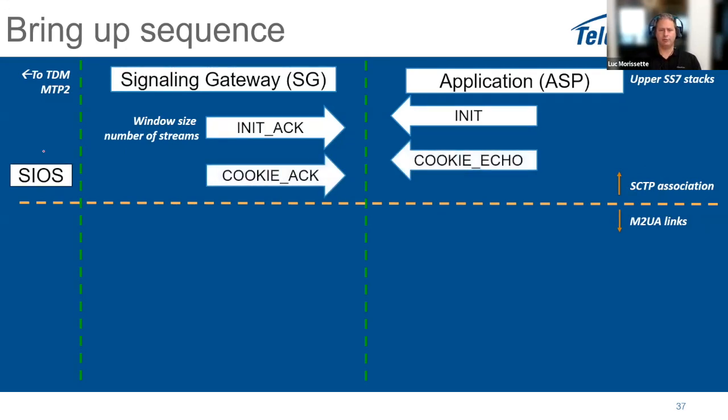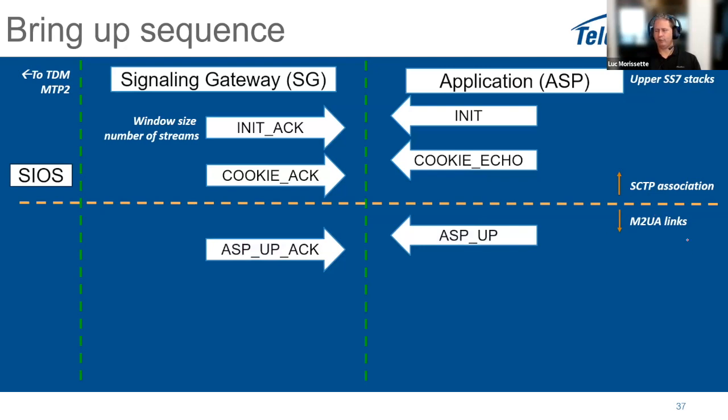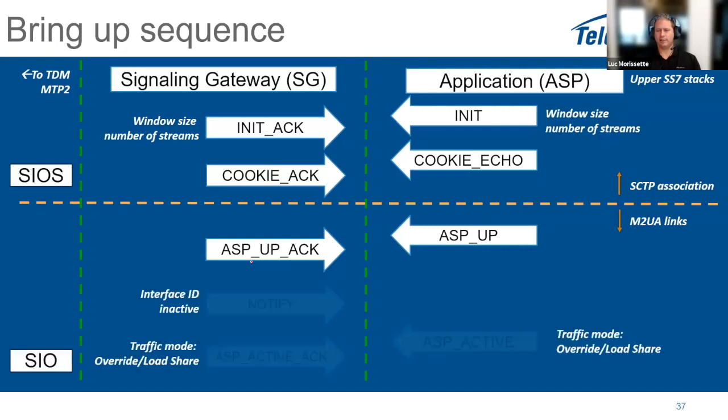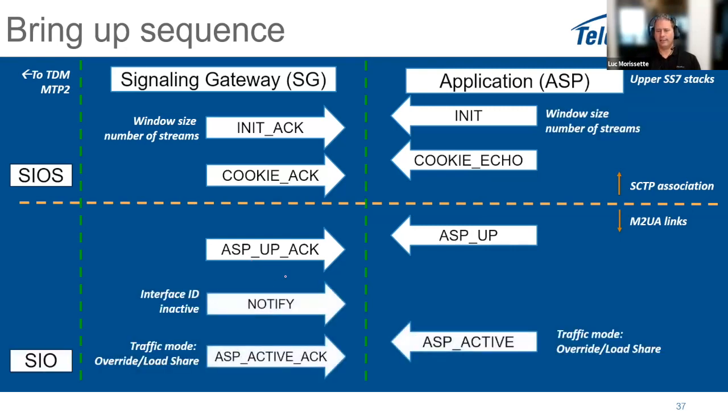And on the MTP2 side at this level, it's SIOS. That means the link is out of service, and there's nothing happening on the MTP2 side. Then when the M2UA starts coming up, it sends an ASP up. If it's accepted by the other side, it will say acknowledge. And then for each of those interface IDs, we'll have some messages.